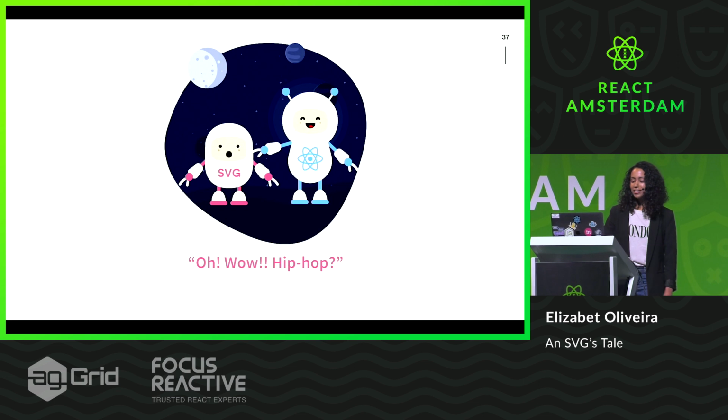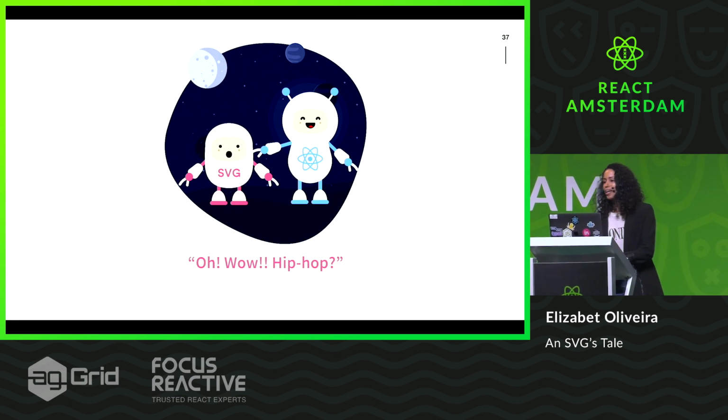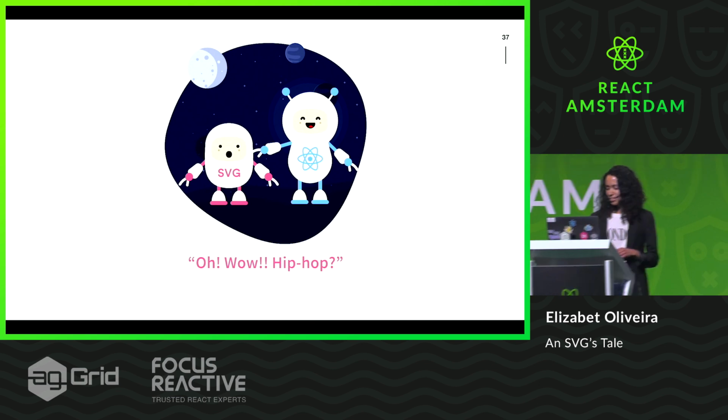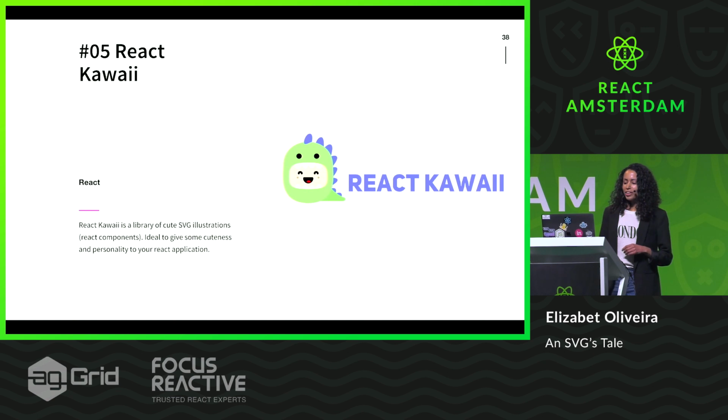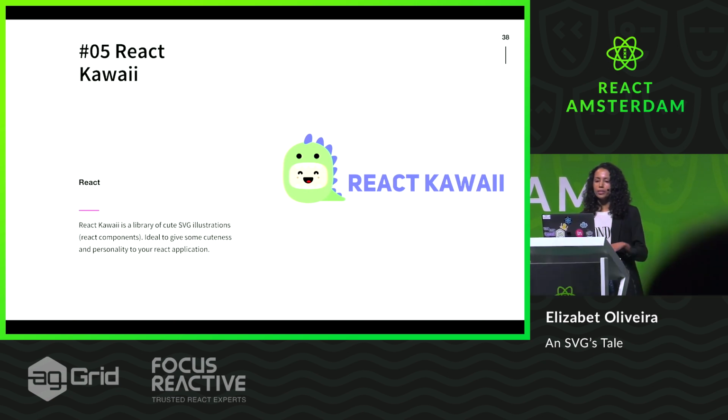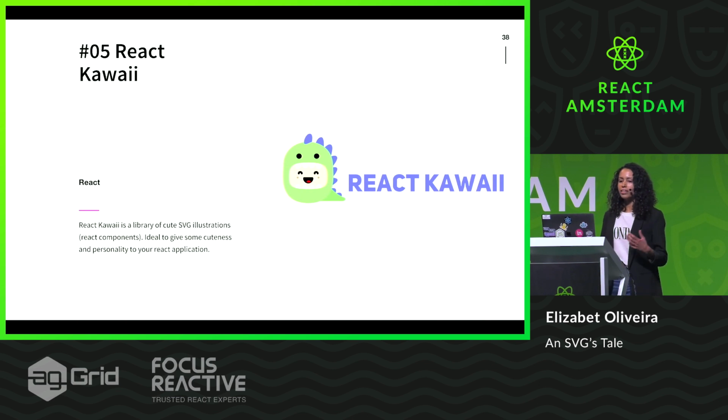Yeah. So as you can see now, the little SVG is much happier. Now he knows, whoa, I can even do hip hop. So the next project is actually called React Kawaii, and this is an example. The two examples before were basically examples where you can grab an SVG and animate it. With this example, it's more like you can create components that you can actually customize.